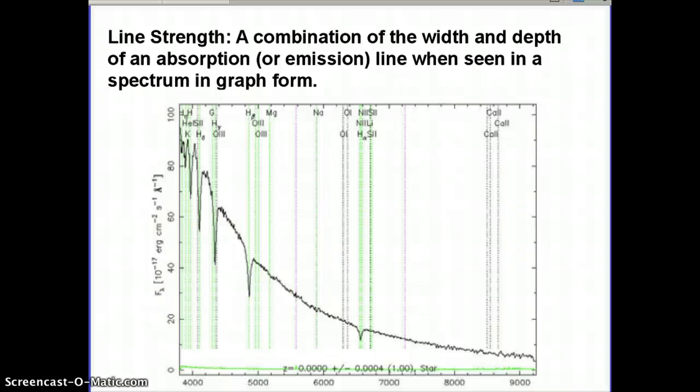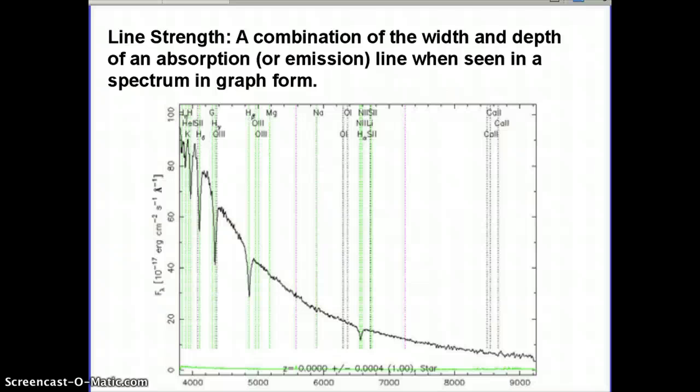Line strength is just a combination of the width and depth of a line. Usually it's going to be absorption lines, but there are places in astronomy where it's an emission line when you're looking at the spectrum in a graph form. You can't really see the line strength too well when it's in that sort of rainbow form, but in this form we can definitely see the width and the depth of the line.